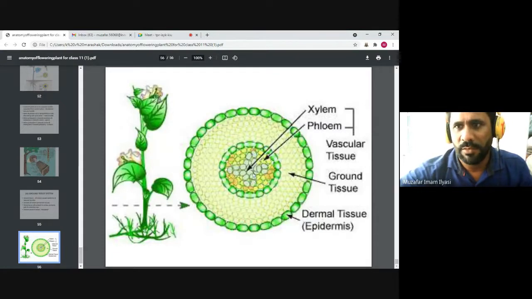Here, xylem and the outer part just behind it, phloem, are all called vascular tissues. In between epidermal cells and endodermal cells, this is the ground tissue, which is generally made up of cortex cells. The outer layer, the dermal tissue, is made up of epidermis. I think all the internal structure has been well described in front of you.